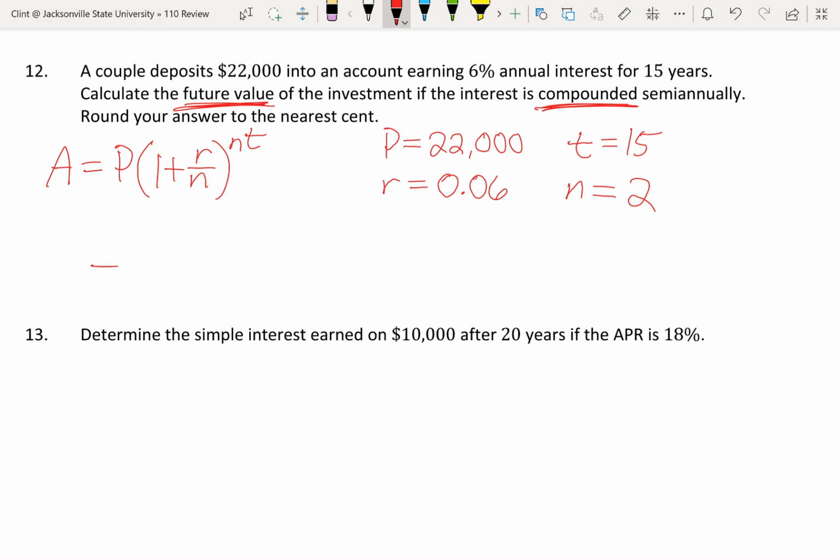Okay, then plugging into our formula, 22,000 times 1 plus 0.06 over 2 raised to the 2 times 15 power. We're going to round to the nearest cent.